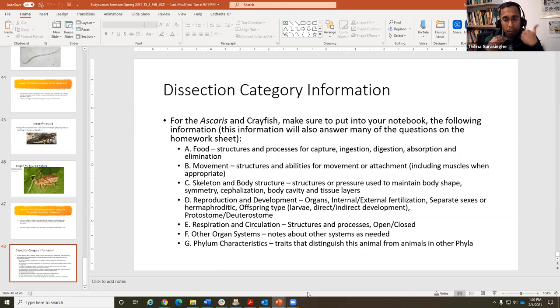Like come by in person through the office hours. But I'm not opposed to answering a short question through email. I try to respond to email immediately. If I'm not in the field or if I'm not in my lab, I usually respond to your emails very immediately. Any questions regarding the lab activity before we go to the final part, that is the homework component?